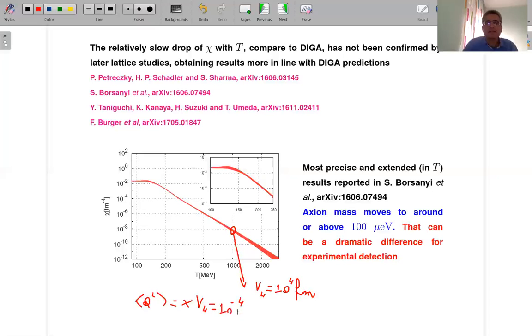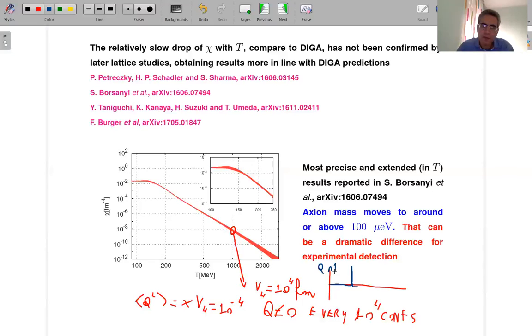What does that mean? It means that even if your configurations are completely decorrelated from each other, you expect to have Q different from 0 only once every 10^4 configurations, more or less. So your Monte Carlo history of Q will be basically flat. It will stay at 0, and sometimes you'll observe a spike corresponding to 1 or -1.